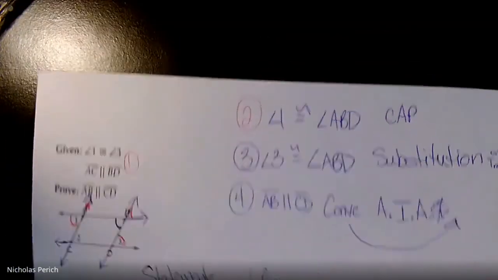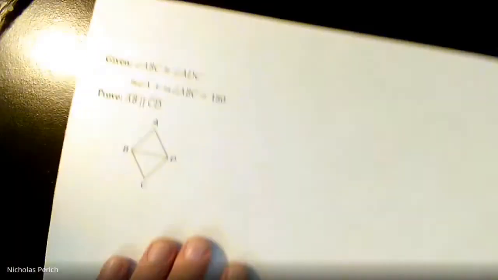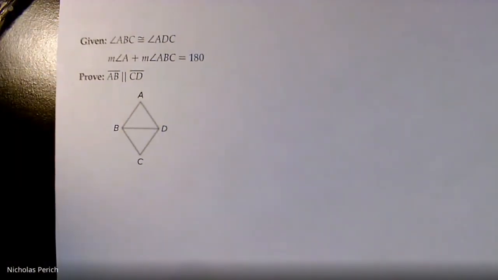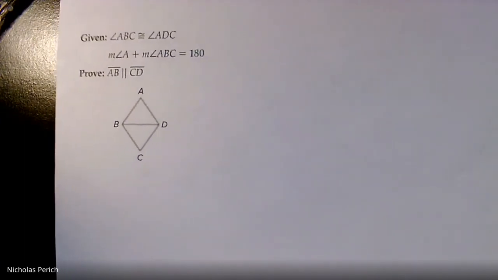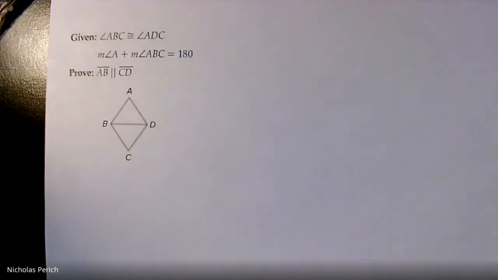So not pretty. And unfortunately, this next one is going to follow suit on the not pretty train. Very similar. We're given some weird shape, and we're given information about angles. We have to somehow find a way to turn that into two lines being parallel, which means we need to figure out corresponding angles or alternate interior angles or alternate exterior angles.